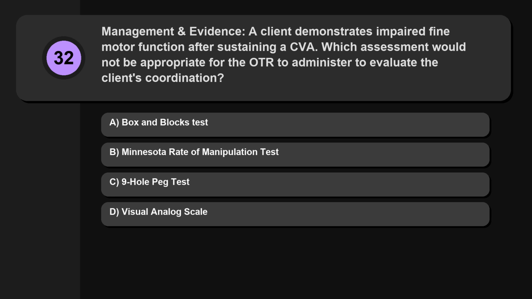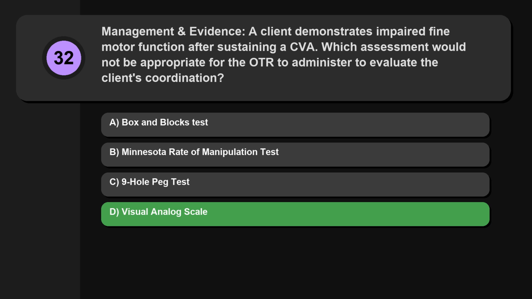Question 32. Management and evidence. A client demonstrates impaired fine motor function after sustaining a CVA. Which assessment would not be appropriate for the auditor to administer to evaluate the client's coordination? Option A. Box and blocks test. Option B. Minnesota rate of manipulation test. Option C. 9-hole peg test. Option D. Visual analog scale. The correct answer is option D.